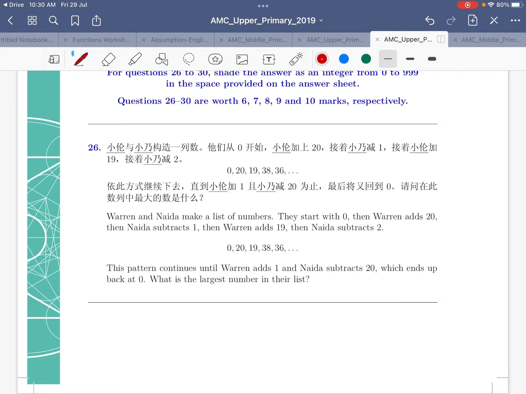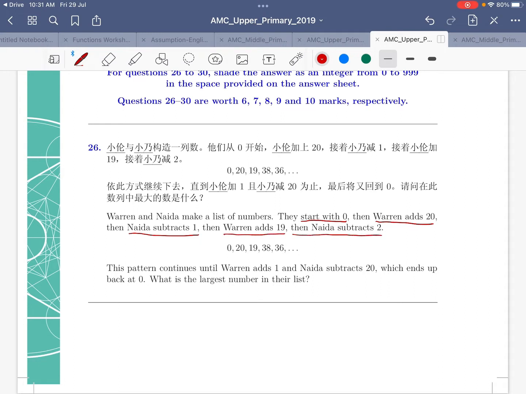Let us take a look at what this question is about. Warren and Naida make a list of numbers. They start with 0. Then Warren adds 20 and Naida subtracts 1. Afterwards, Warren adds 19 and then Naida subtracts 2.